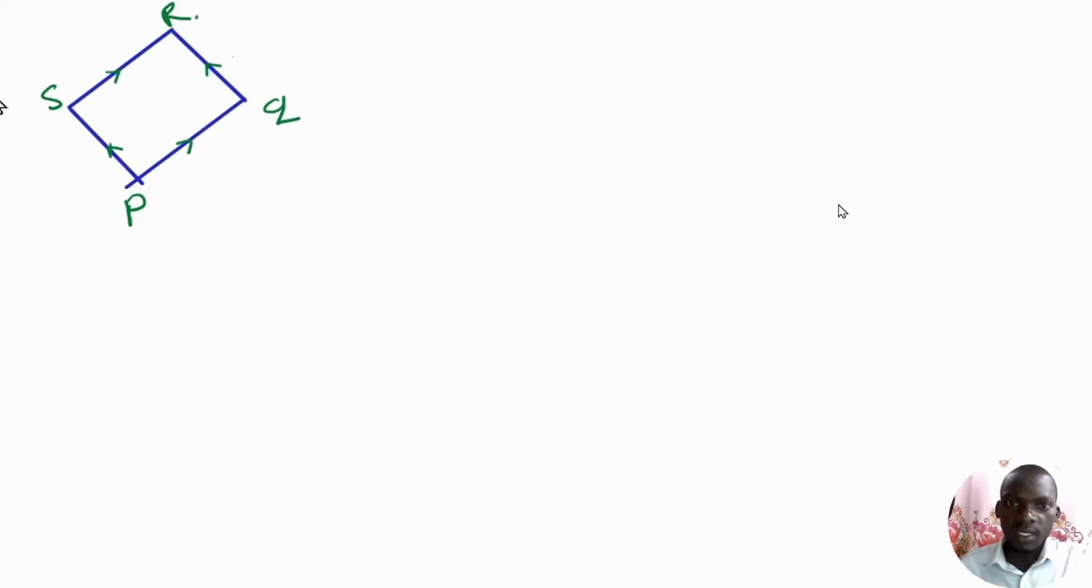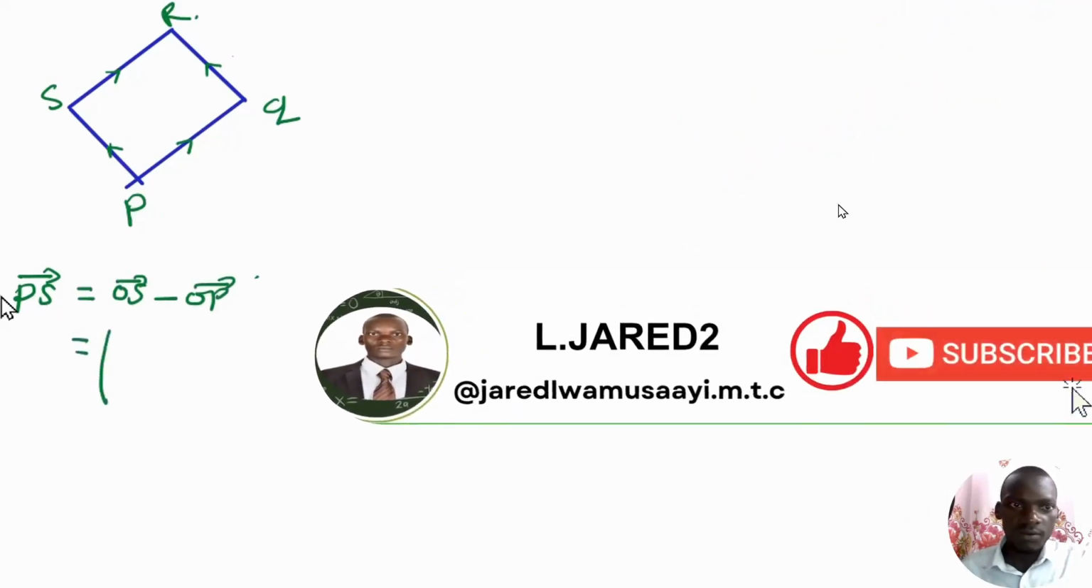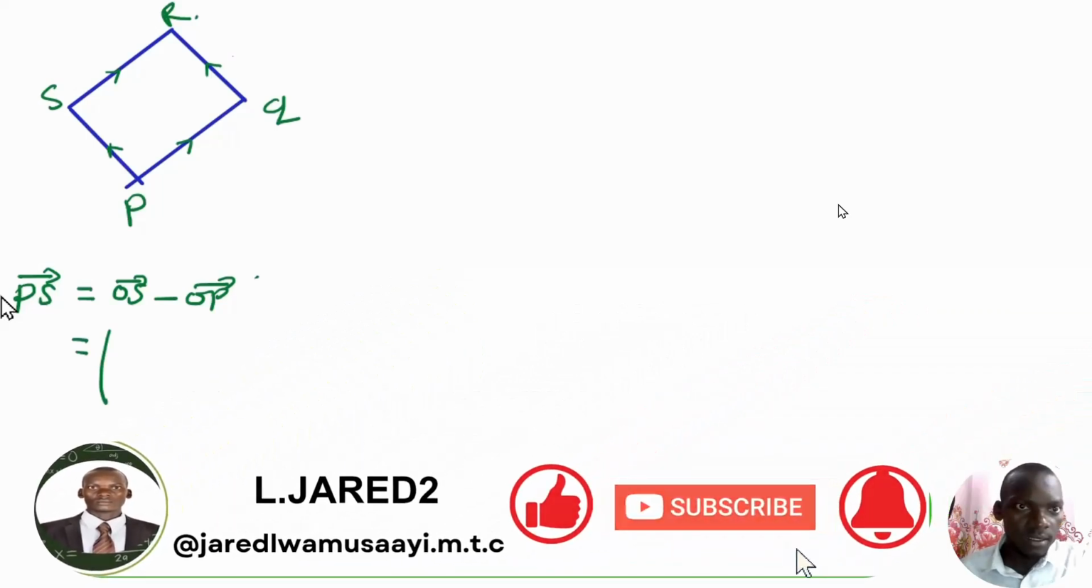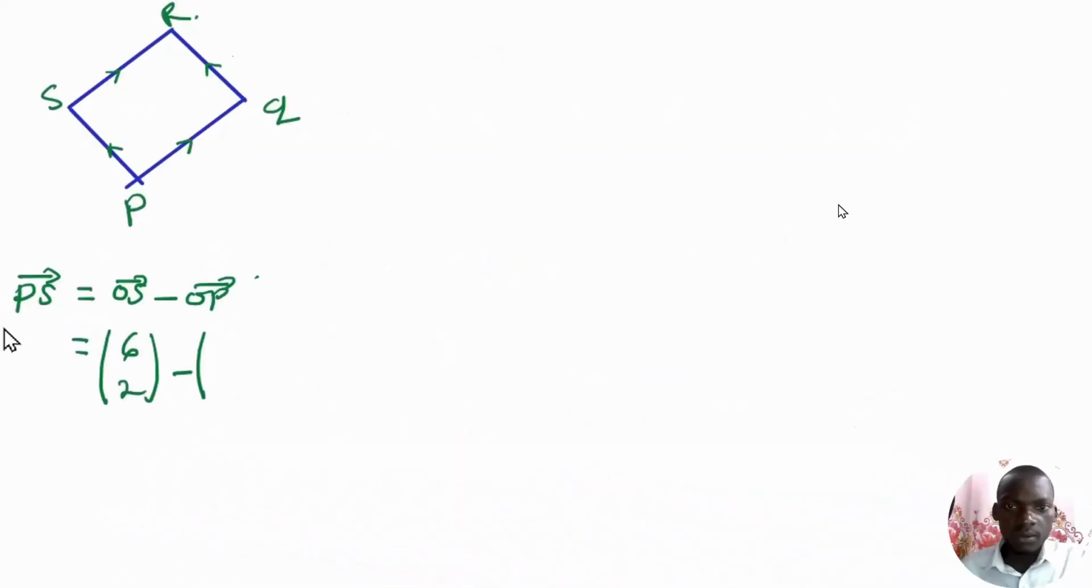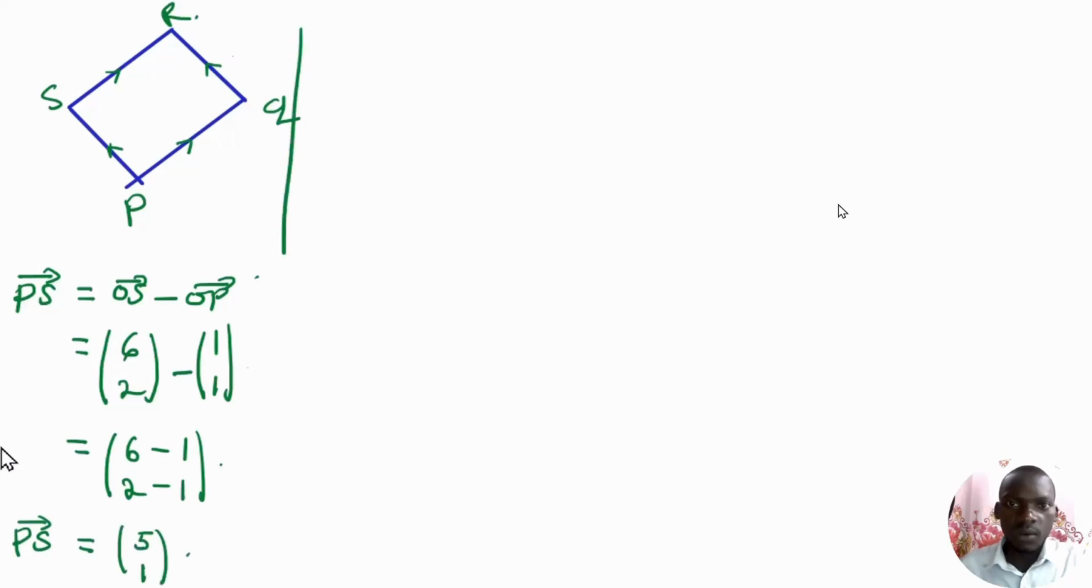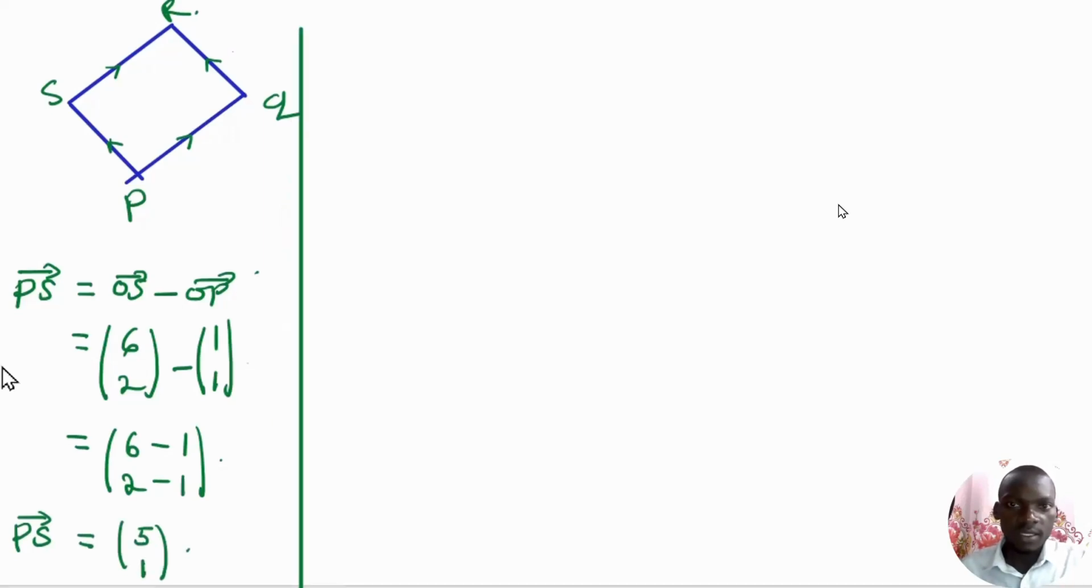Let's begin by getting vector PS, which is the same as the position vector OS minus position vector OP. By substitution, vector OS is (6, 2), as you can see from here, then vector OP is (1, 1). As we simplify this, we subtract the corresponding entries: 6 minus 1, and 2 minus 1, implying that our vector PS equals (5, 1). So we are also required to go ahead and find vector QR.